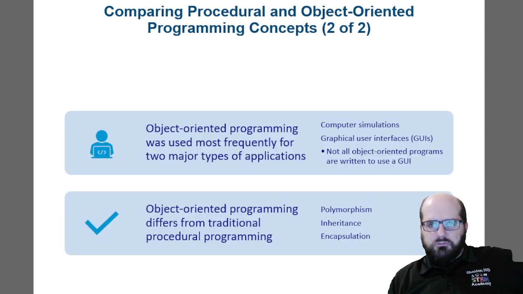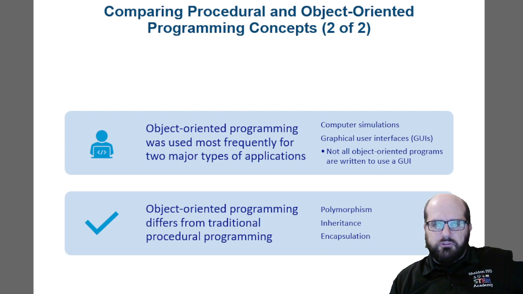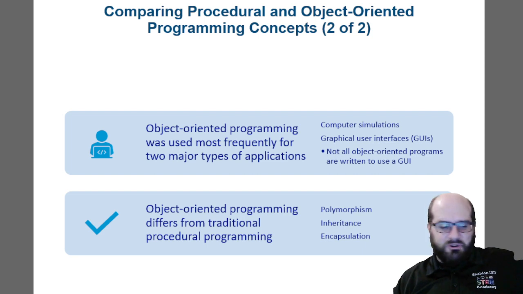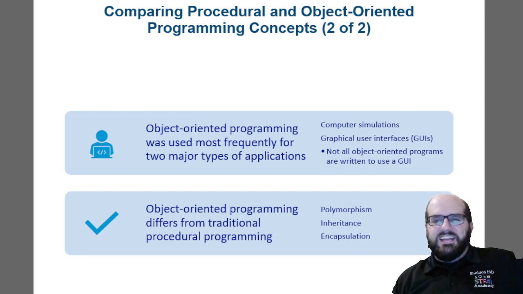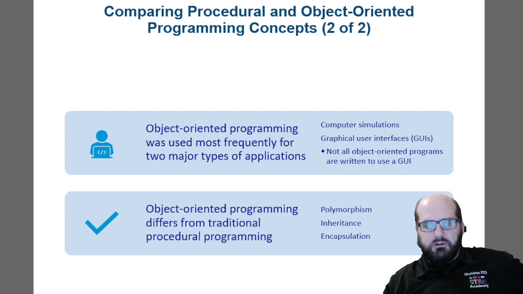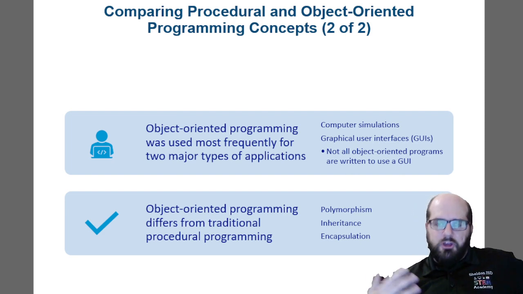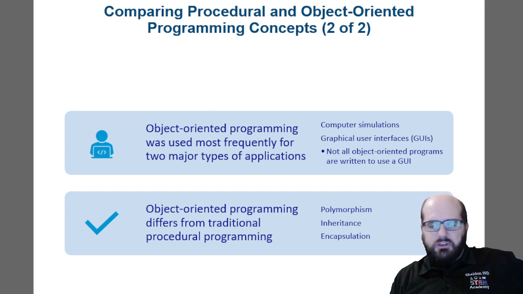Object-oriented programming was most frequently used for two major types of applications: computer simulations and graphical user interfaces. Not all object-oriented programs are written to use a GUI. We may make an object-oriented program for a game, even on the screen, or maybe we're just doing file input and output using an object to do so, and we're not using the GUI. But object-oriented programming is useful when building a graphical user interface.